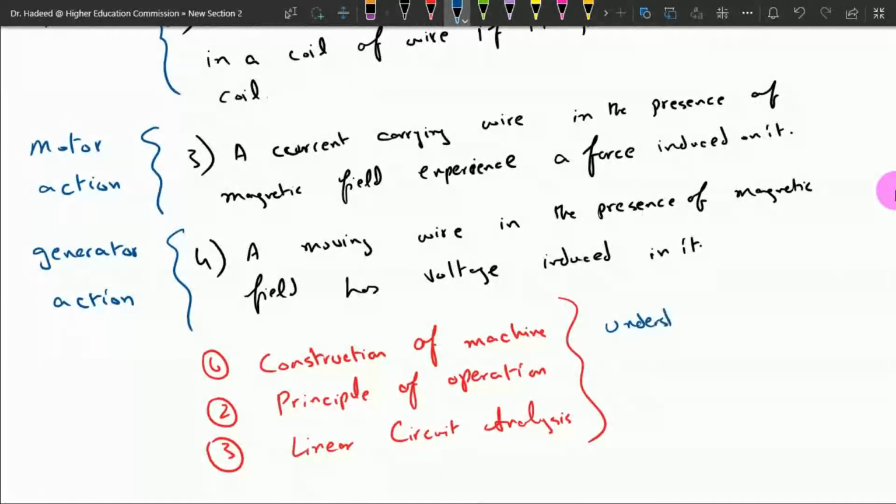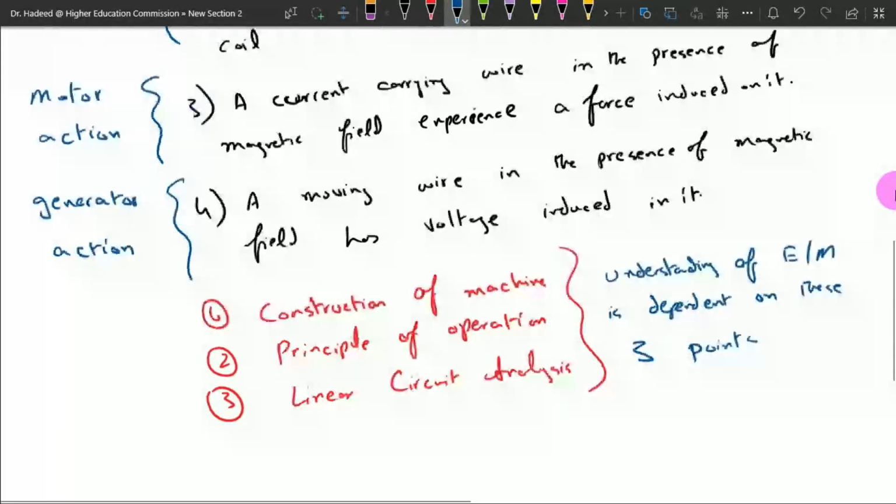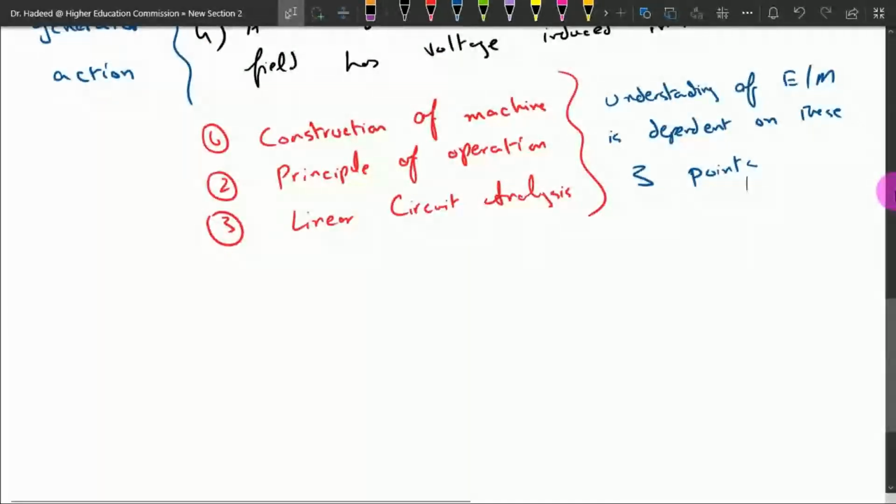Understanding of electrical machines is dependent on these 3 points. So we will see the construction of the machine, then the principle of operation, and lastly we will use linear circuit analysis to understand the electrical models of these particular machines.